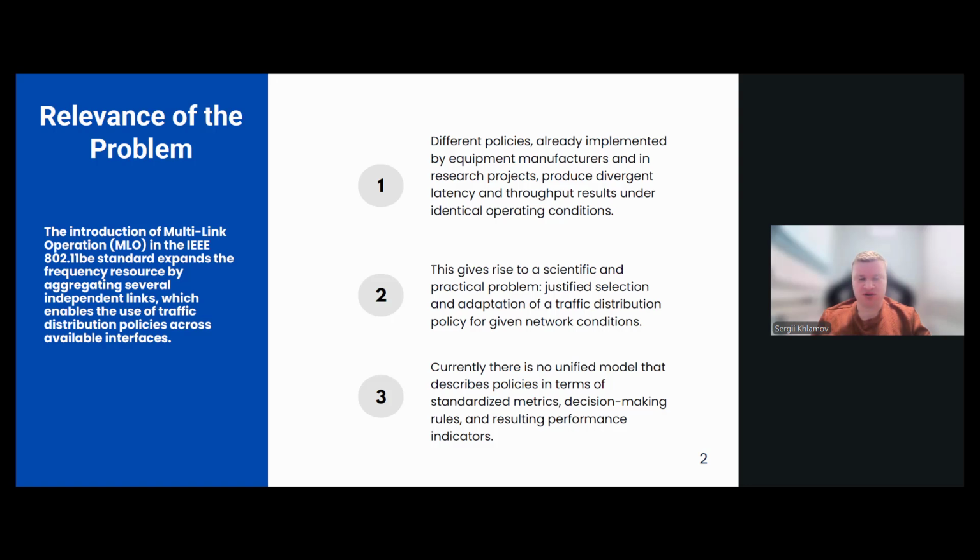Different policies already implemented by equipment manufacturers and in research projects produce divergent latency and throughput results under identical operating conditions. This gives rise to a scientific and practical problem: justified selection and adaptation of a traffic distribution policy for given network conditions. Currently, there is no unified model that describes policies in terms of standardized metrics, decision-making rules, and resulting performance indicators.